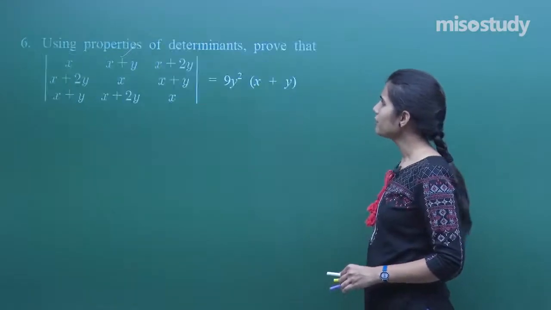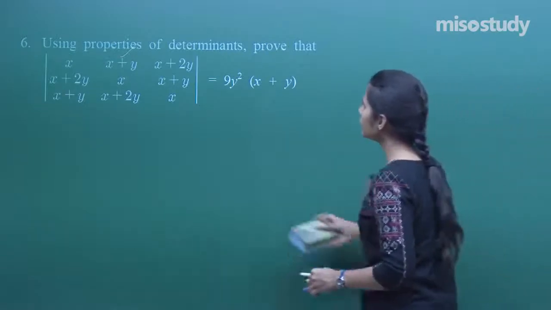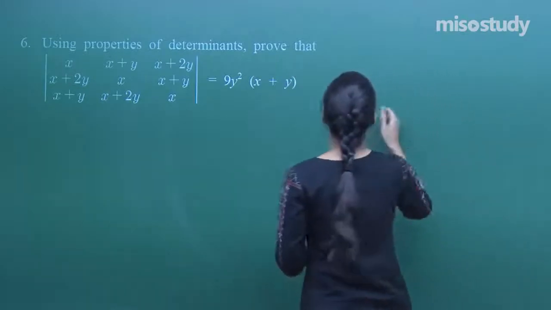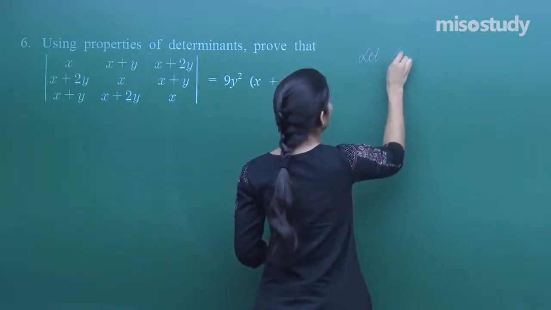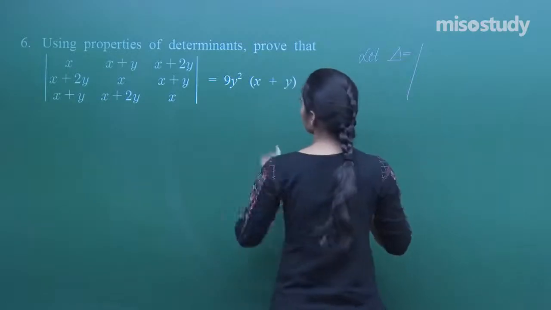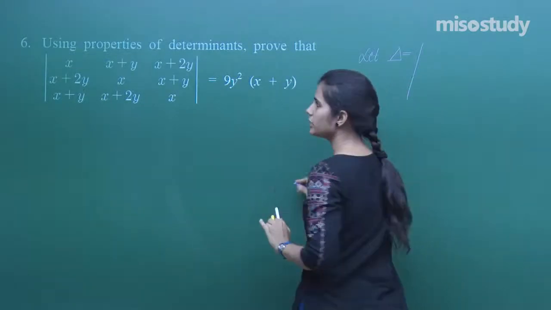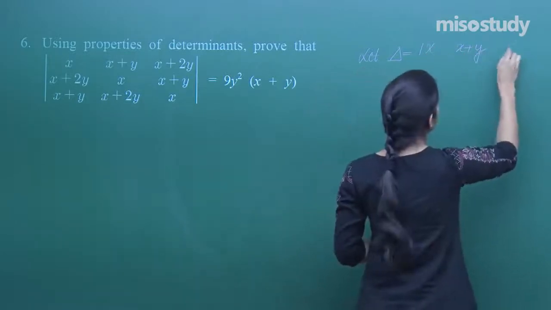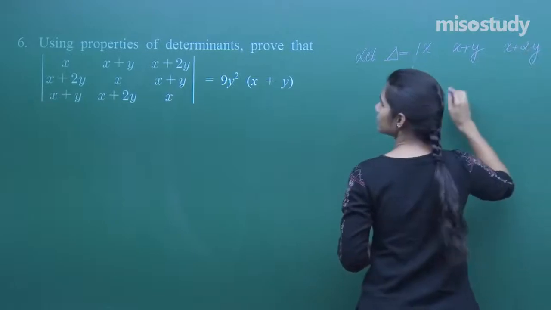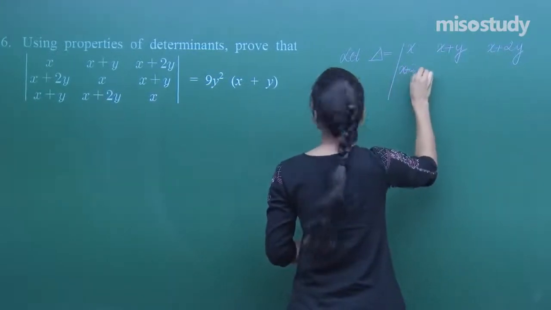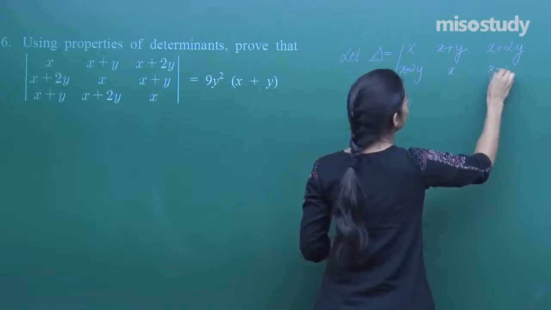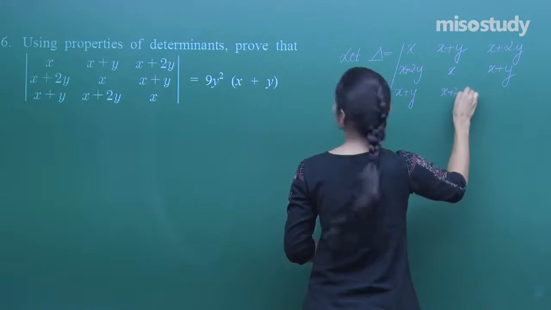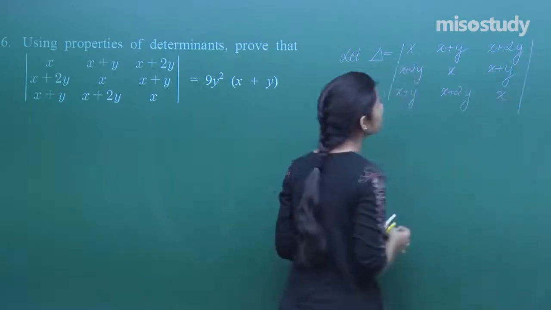Going to the next question, we have: using properties of determinants, prove that the value of this particular determinant is equal to 9y square times (x plus y). Let's write the value as del of this determinant, and then we have to prove that this del is equal to 9y square into (x plus y). So this is x plus y, x plus 2y, x; then you have x plus 2y, x, x plus y; and then you have x plus y, x plus 2y and x.